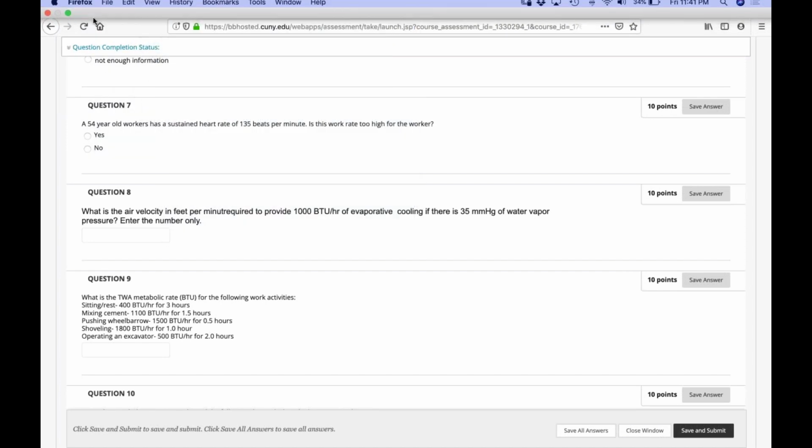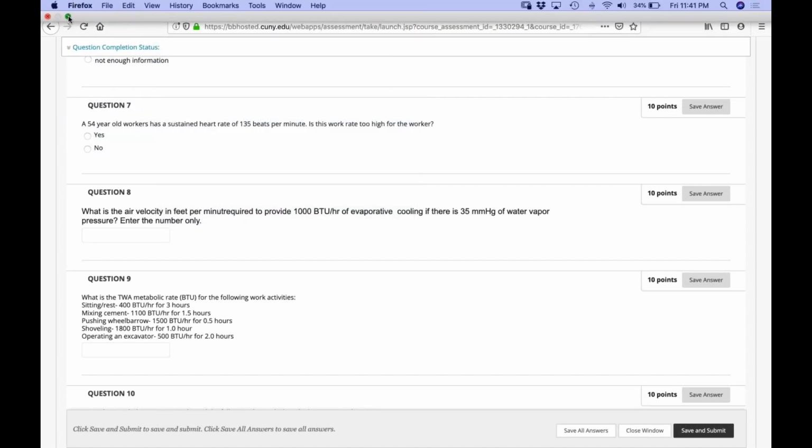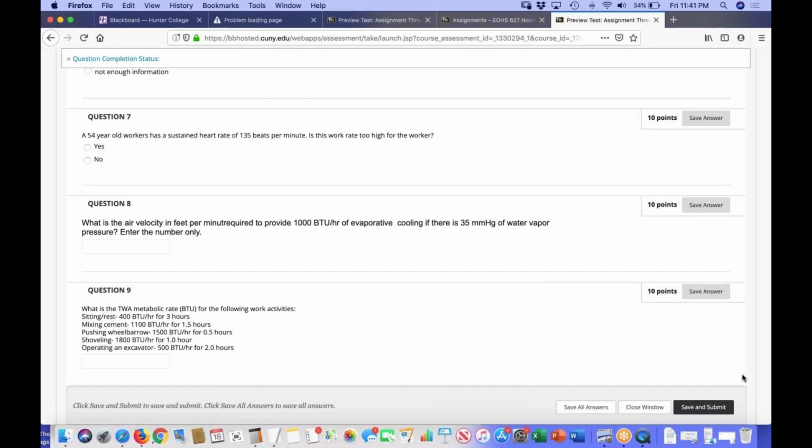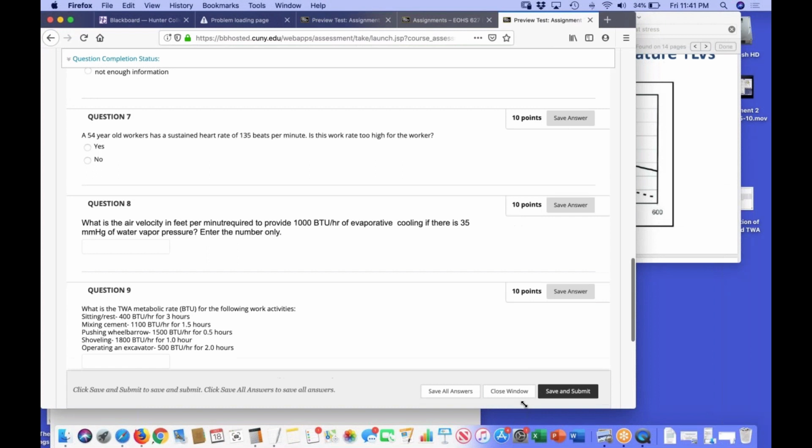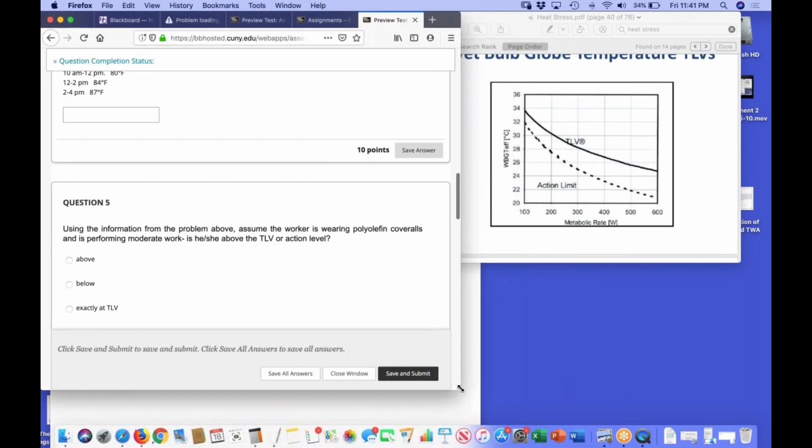Whoops. A little clumsy here with this new version. Let me get this kind of compact again.